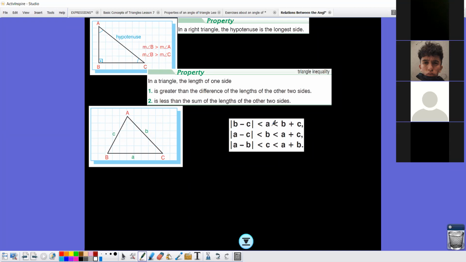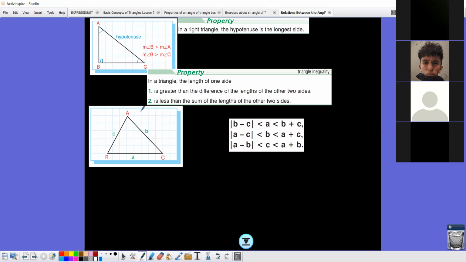Look, if we are talking about side A, the left part will be B minus C, the right part will be B plus C, the other two sides. If we are talking about B, the left part will be A minus C or C minus A, both of them will give you the same one, and the right side will be A plus C, the sum of the other two sides. And if we are talking about C, we will have A minus B and A plus B.